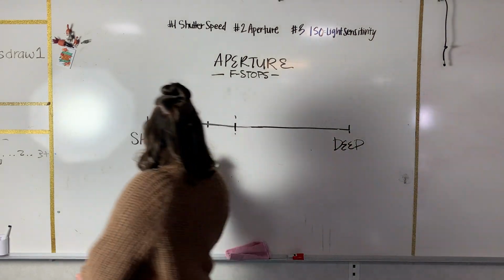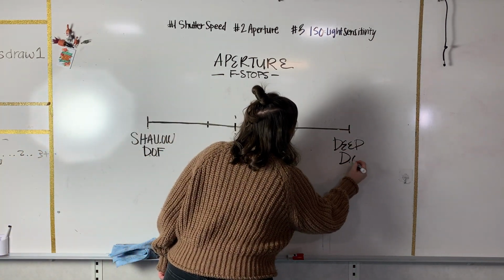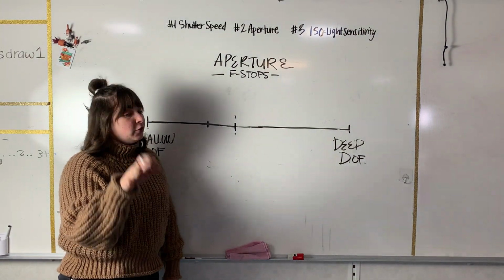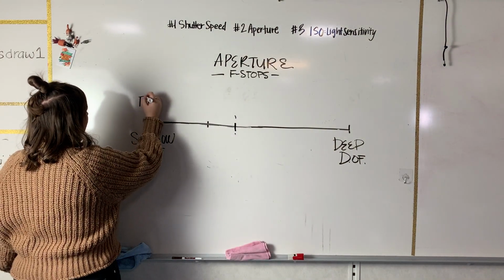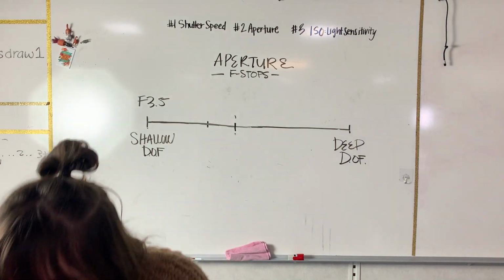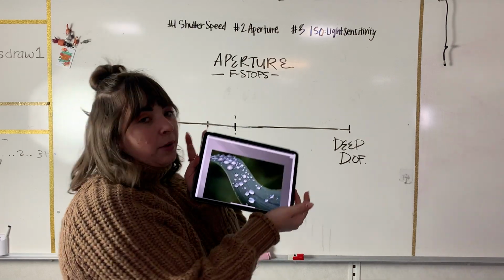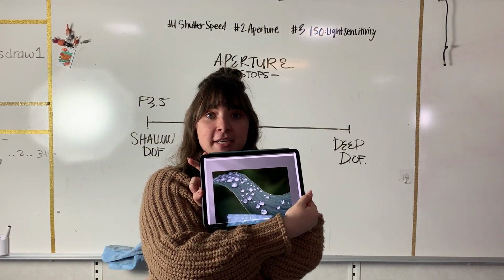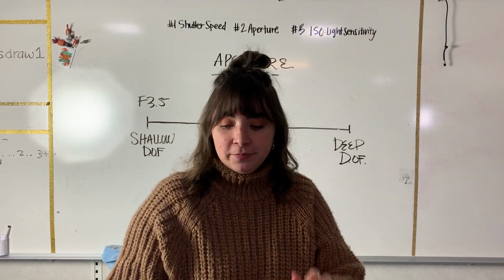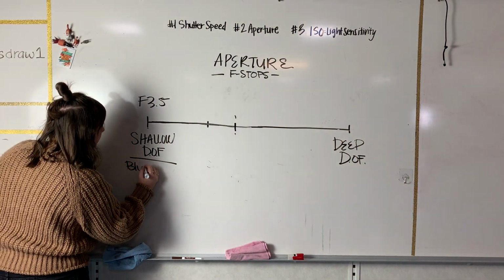Okay, so with a shallow depth of field, we're gonna talk about what's happening in the background. On our cameras, the most shallow depth of field, or the lowest the aperture can go, is f3.5. At f3.5, we're gonna get an image a lot like this, where we have a blur in the background, and you can't really see any of the background detail in this photograph at all. So let's go ahead and write that down. We're gonna have a blurred background.